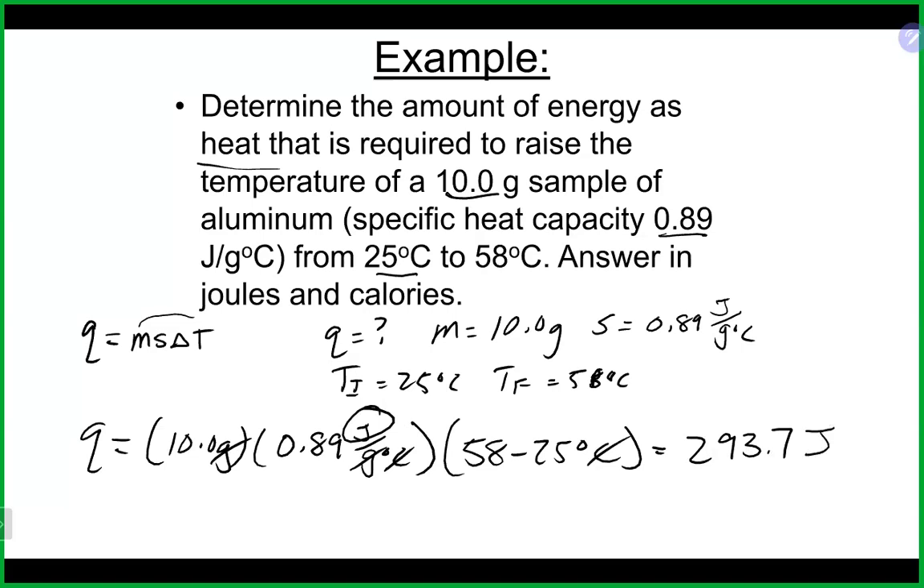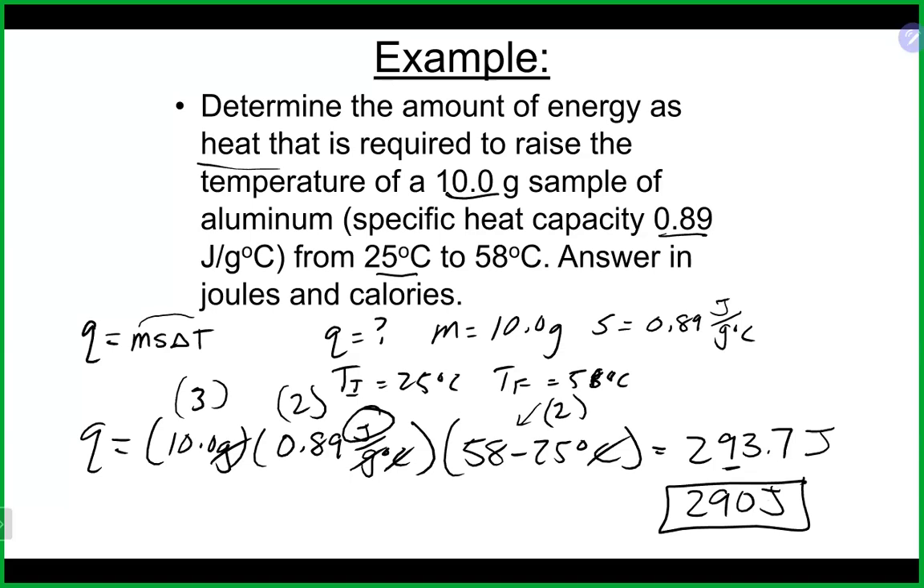We also need to look at sig figs here. We're multiplying. That is 3 sig figs. That is 2 sig figs. And when we do the difference here, we get something like 33, and that's going to be 2 sig figs as well, which means technically we should end up there. That's going to take us to 290 joules in this case.